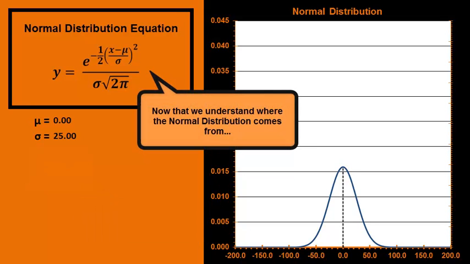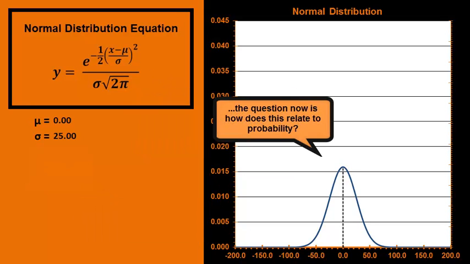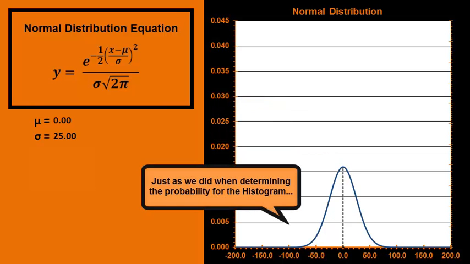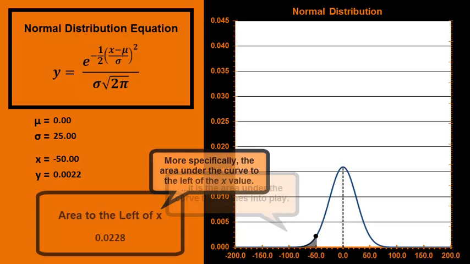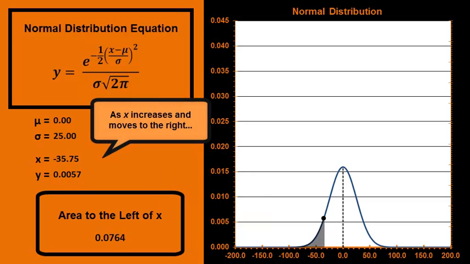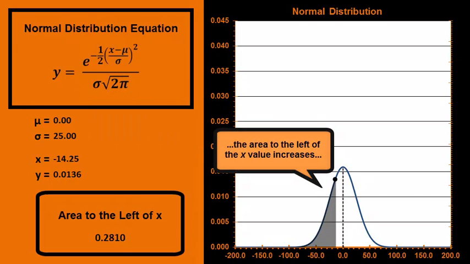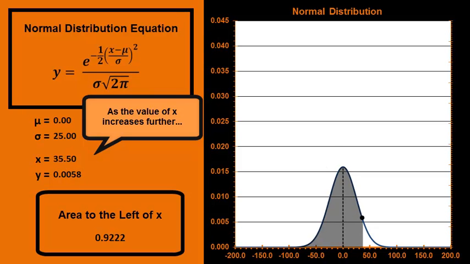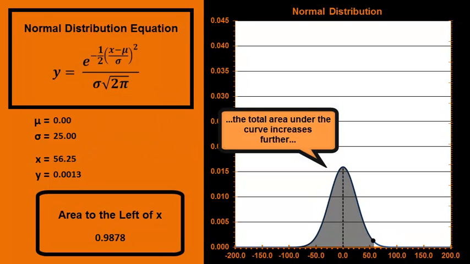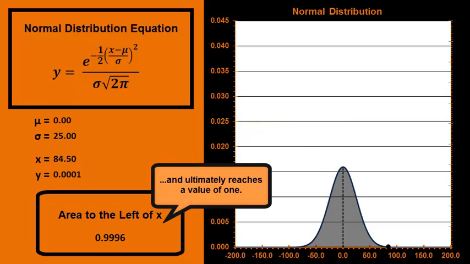Now that we understand where the normal distribution comes from, the question now is, how does it relate to probability? Just as we did when determining the probability for the histogram, it is the area under the curve that comes into play. More specifically, the area under the curve to the left of the x value. As x increases and moves to the right, the area to the left of the x value increases. As the x value increases further, the total area under the curve increases further and ultimately reaches a value of 1.